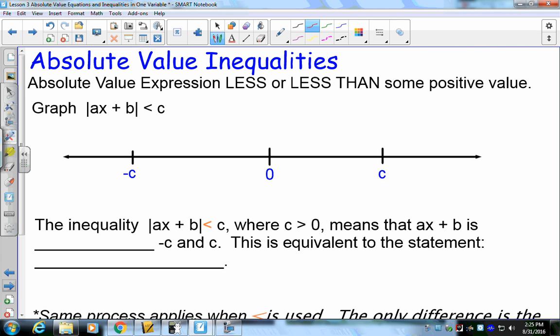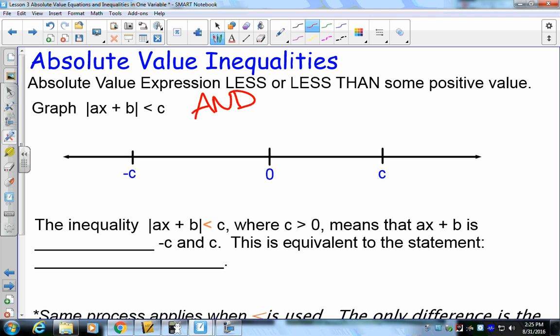Now let's talk about inequalities, okay? We're going to use the same exact process to do the solving. We just got to make sure our setup is okay. So let's first figure this out. We're going to use the whole concept of our compound inequalities when it comes to shading. So the absolute value expression less than some positive value. If I have the absolute value of ax plus b is less than c, when this is a less than, that is going to be an and statement.